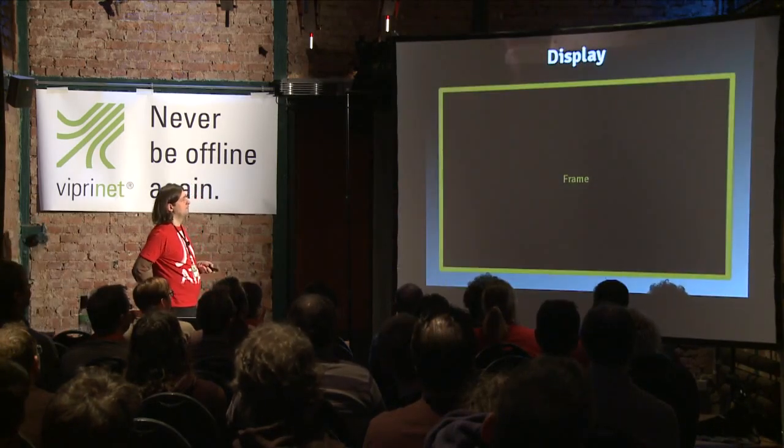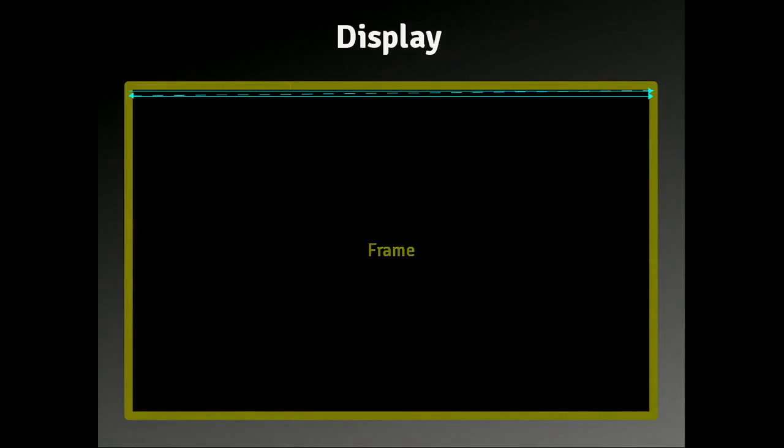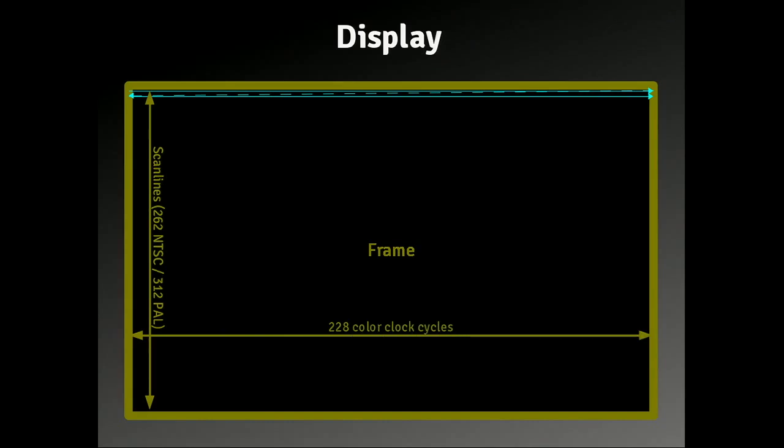So let's take a look at the display. Again, most of you know how the television works. We go through the whole screen line by line, and the color gets set as the beam travels along. So we've got scan lines, 262 for NTSC, 312 for PAL. During one line, we've got 228 color clock cycles, as they are called in the manual. And a color clock cycle is what we would understand as a pixel. But since we don't have any frame buffer or something like this, this term wouldn't really fit right.